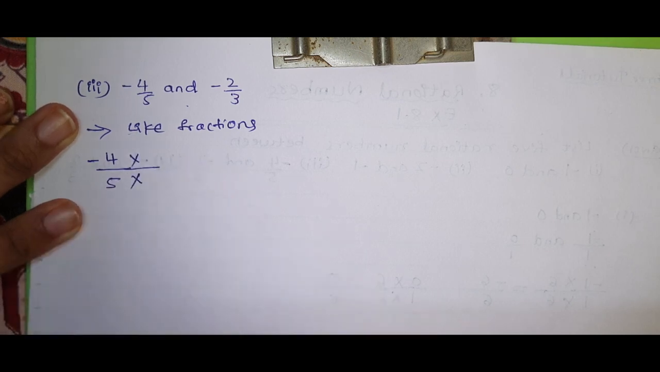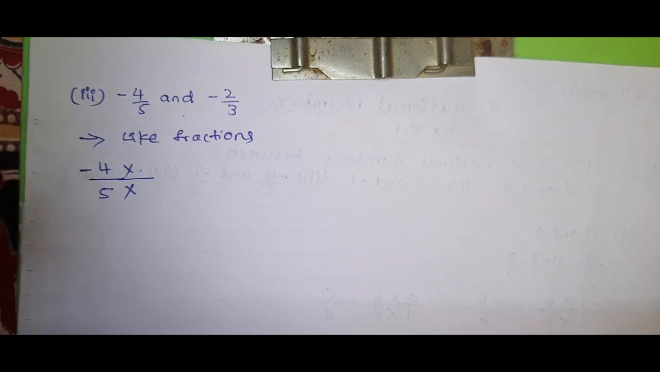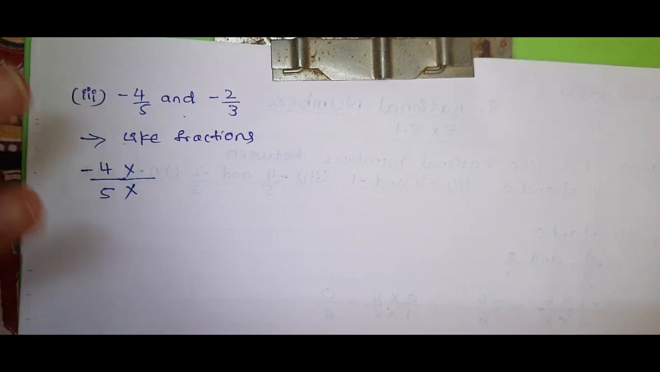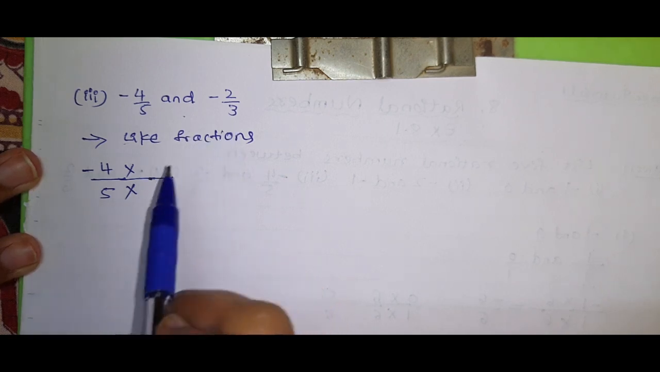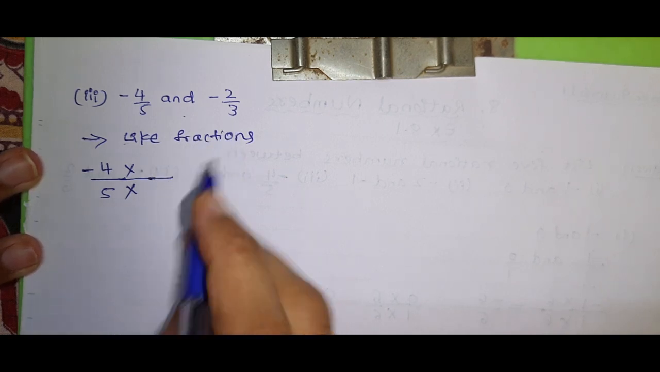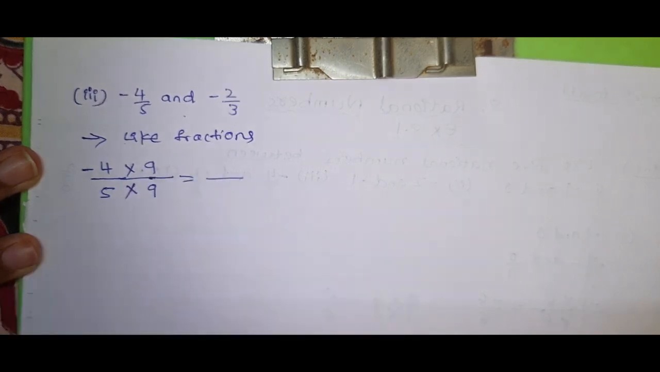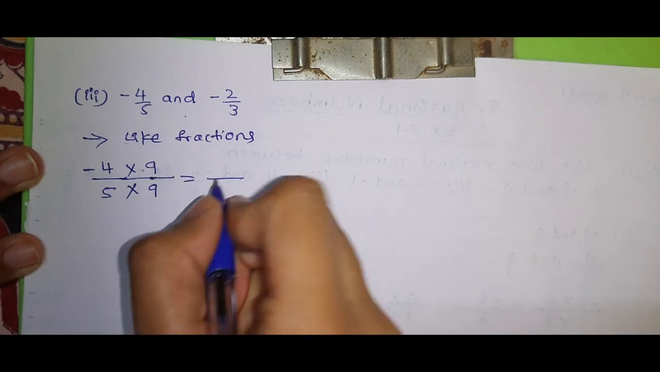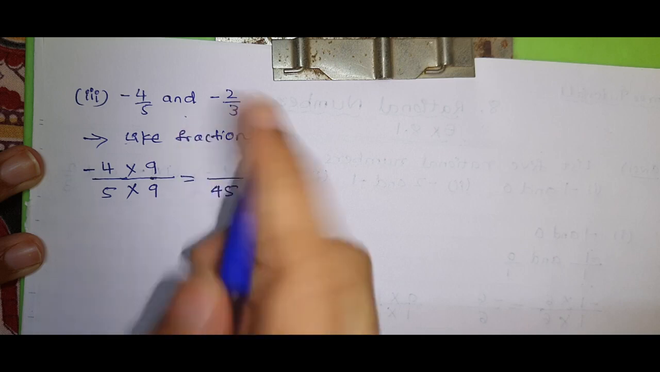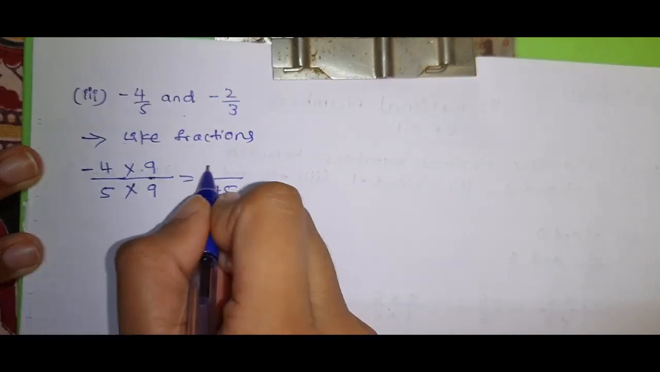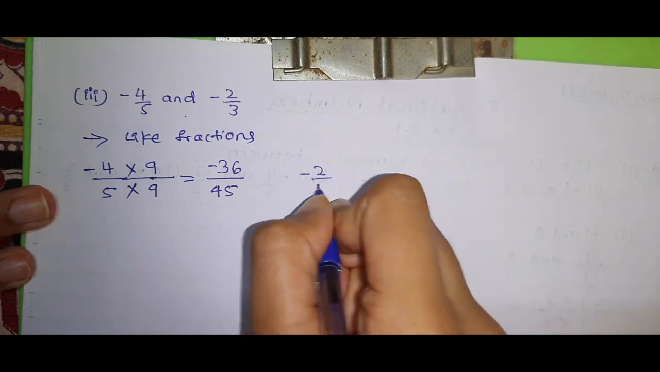If I multiply the numerator as well as the denominator with the denominator of the other fraction, I cannot get 5 rational numbers between these two. So instead of multiplying this with 3, I should multiply this with a greater number. Let me multiply the numerator as well as the denominator with 9, so that I get 45. It is a greater number in the denominator, and in the numerator it will be minus 4 into 9, which is minus 36.